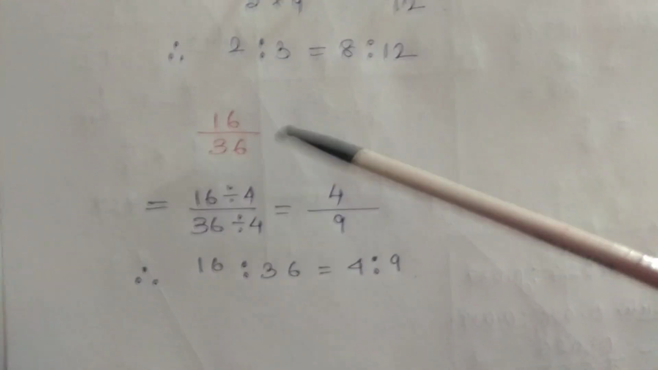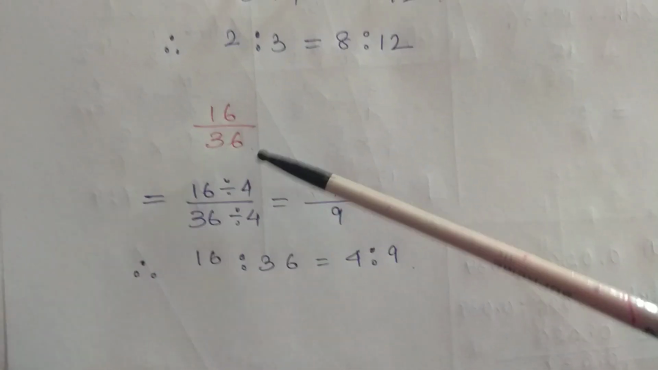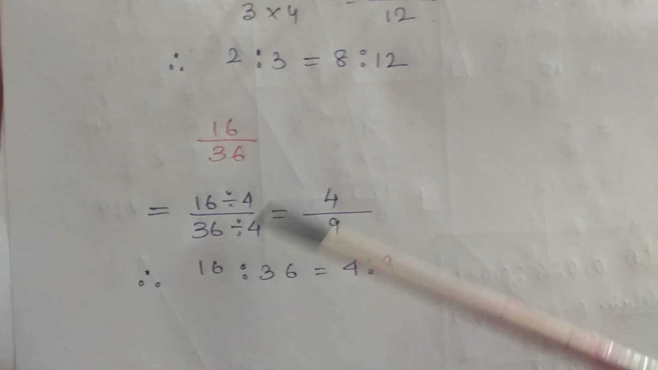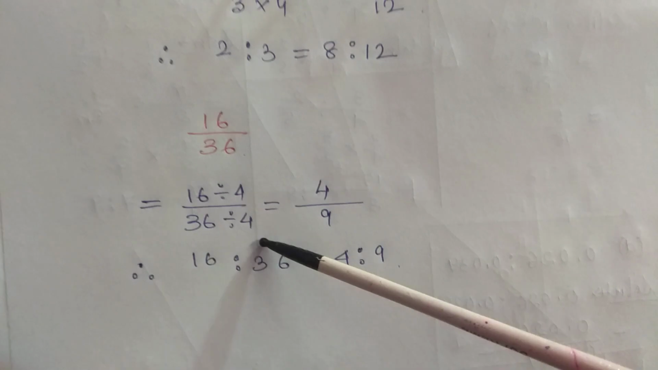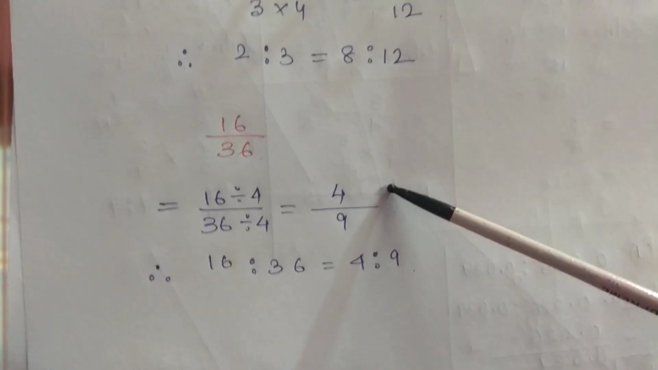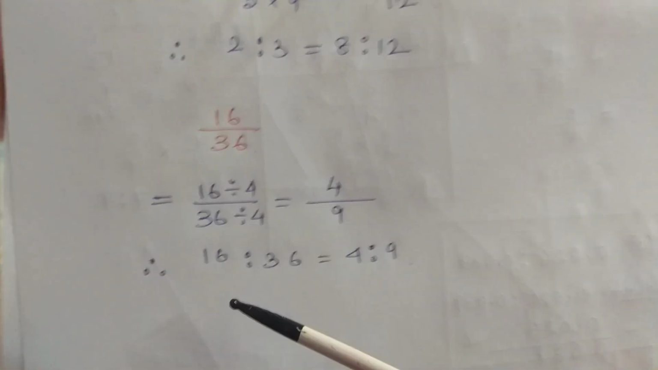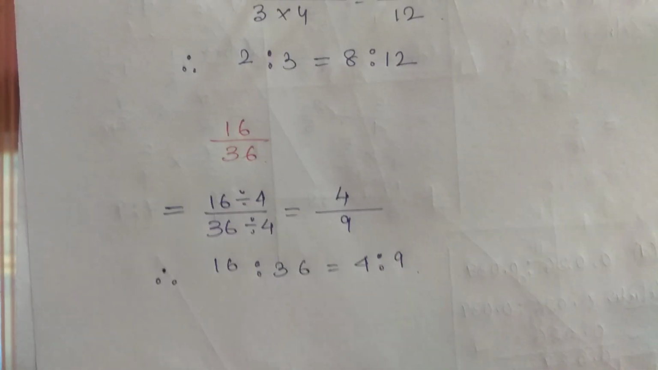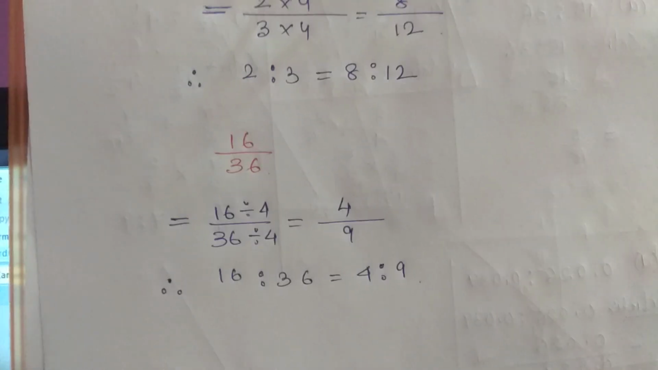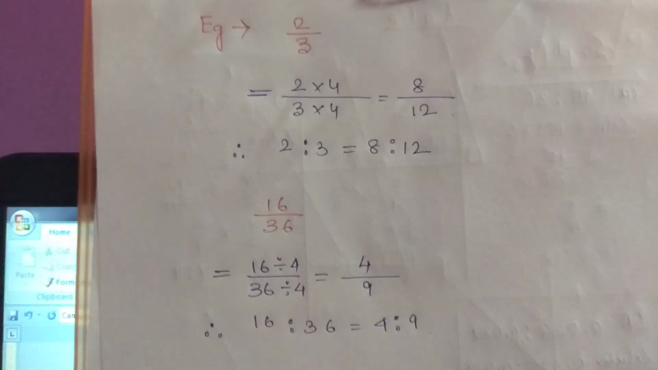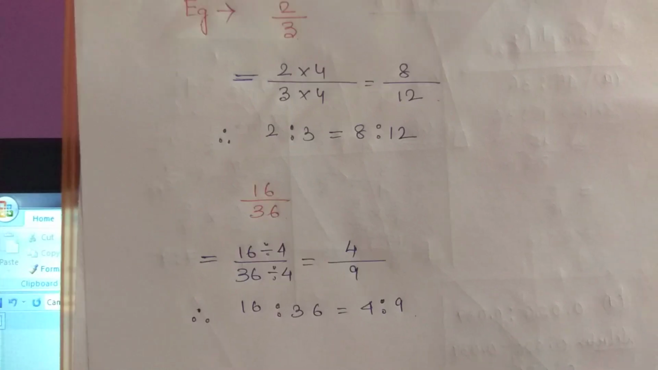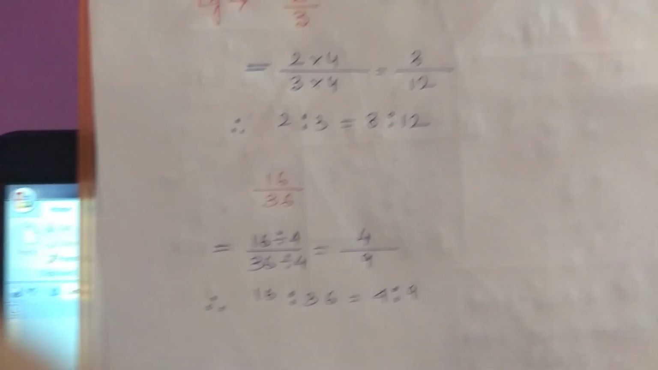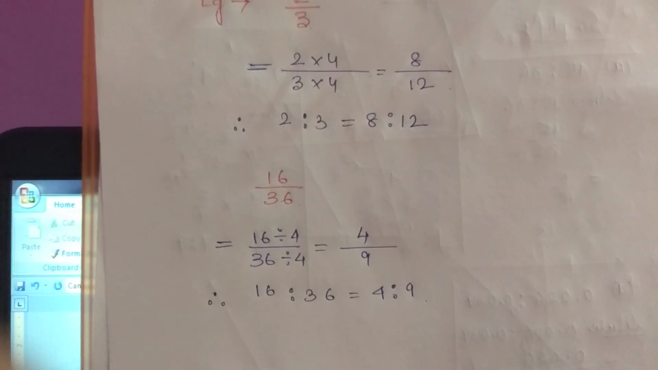Now comes division. Here you see I have taken a ratio 16 by 36. Both the numerator and denominator I have divided by 4. Okay, I have got 4 by 9. That means 16 is to 36 is equal to 4 is to 9. These things you have got in fractions, that is equivalent fractions, when we are asked to find equivalent fractions. Now we will see some examples related to this.